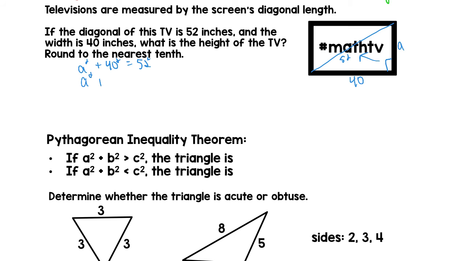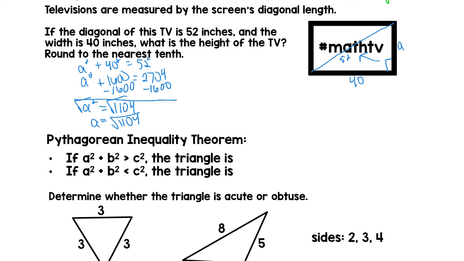Well, that's A squared plus 1600 equals 2704. We can subtract 1600 from each side. And that's A squared is 1104. Do the square root of each side and get A is the square root of 1104. You put that in your calculator and you round to the nearest tenth. You should get about 33.2 inches.